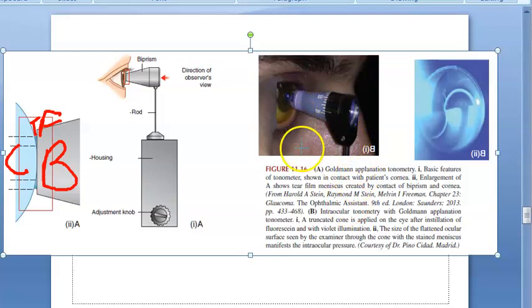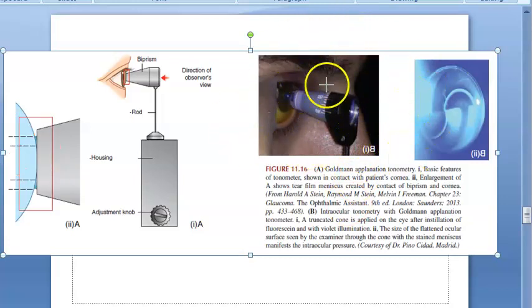Now coming to this one on this side, intraocular tonometry with Goldmann Applanation Tonometer. Here they are showing you a truncated cone. A truncated cone is applied on the eye after instillation of fluorescein. Oh, here they're using fluorescein, is it? And with violet illumination. So here you need fluorescein, I didn't know. The size of the flattened ocular surface is seen by the examiner. This is the flattened surface seen through the cone with stained meniscus, which manifests the intraocular pressure. Just see here that you are seeing some curves, like this and like this. That is what is very important here, it looks like.